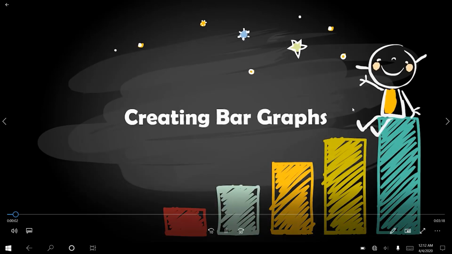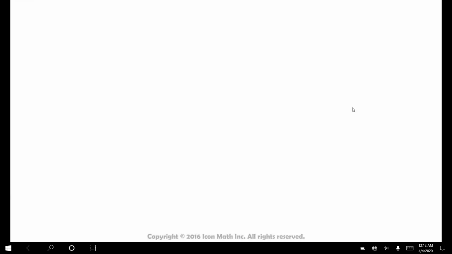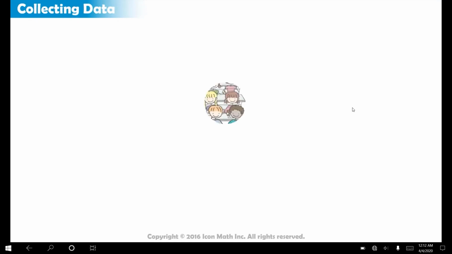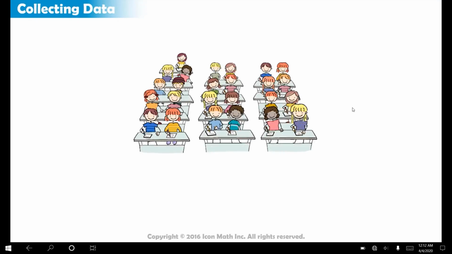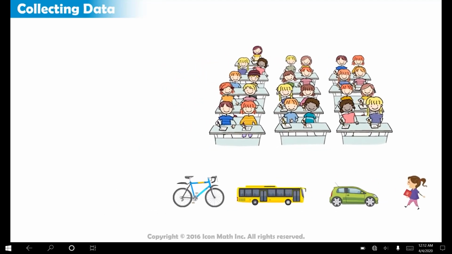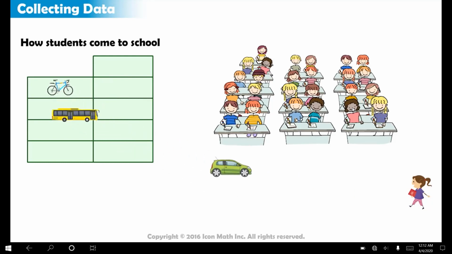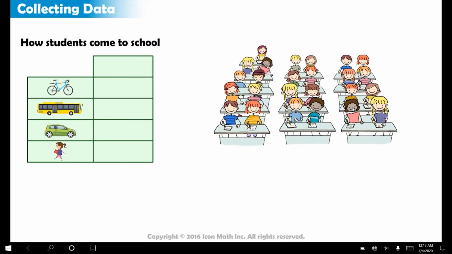Creating bar graphs. Suppose we decide to collect data about the number of students in this class who go to school by bike, bus, car, or on foot. It is useful to organize the data in a table first. In the first column, we indicate how students come to school. In the second column, we write the count using numbers or tally marks.